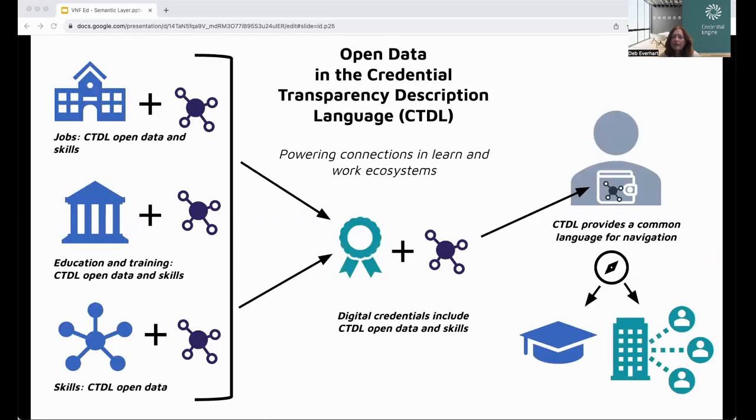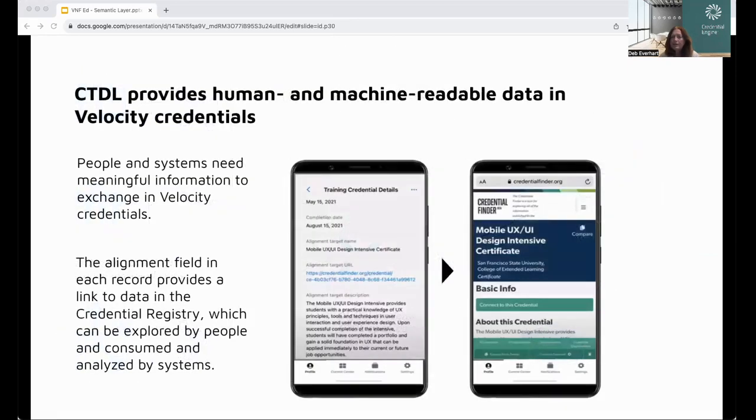Velocity credentials are more valuable when they communicate clear, actionable, relevant information. Because with CTDL inside Velocity credentials, the credentials link to rich data using open standards. That data is humanly readable and machine actionable across different types of systems. The credentials from diverse sources can be meaningfully compared, curated, and combined. And then learners, workers, educators, employers are all empowered with the context they need to make informed decisions about education and career pathways. So how does this work?